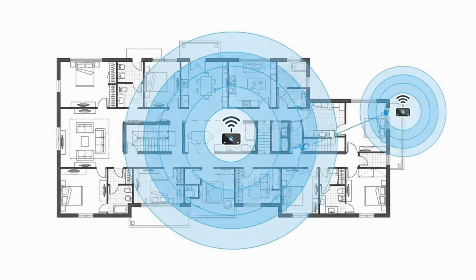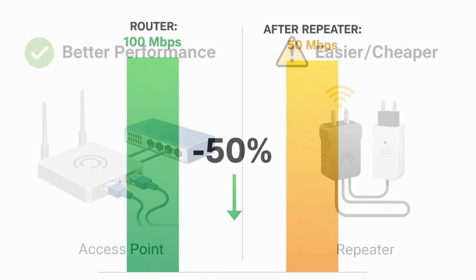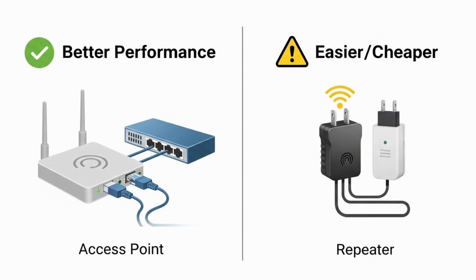This is useful for large homes where the router can't cover every room, or for reaching a basement or garage. The downside is that repeaters cut your speed in half because they have to receive and retransmit at the same time. For better performance, use multiple access points with Ethernet cables. But repeaters are the cheapest and easiest solution for simple Wi-Fi expansion.